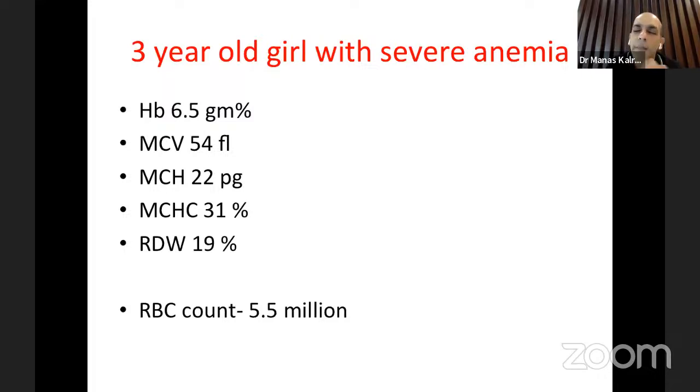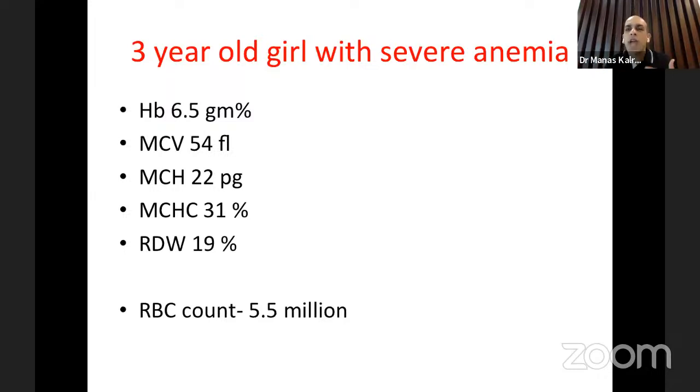Now, please remember for all the trainees that thalassemia major doesn't have iron deficiency. Thalassemia intermediate doesn't have iron deficiency, but thalassemia minor can have iron deficiency. 70% of India has iron deficiency, and if you take all the thalassemia minor patients, 70 to 80% will be iron deficient.